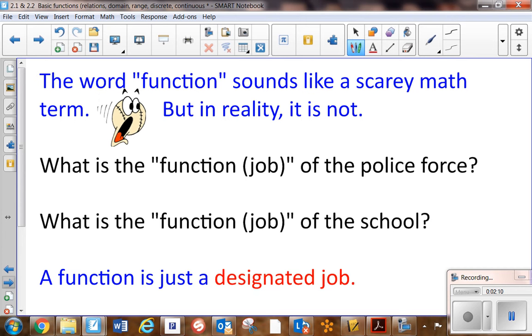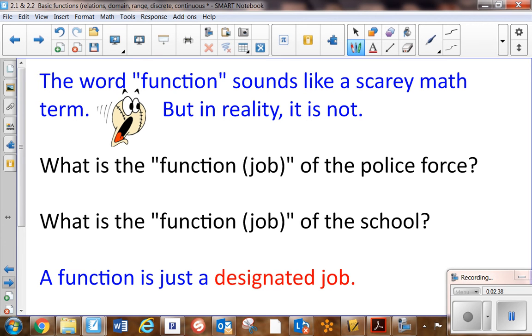What's the function of a school? To teach kids, okay? That's their job. It's their function. So a function is simply that. It's just a job. Educators keep kids educated. Policemen keep people safe. Functions tell numbers what to do, okay? But it's still just a job.